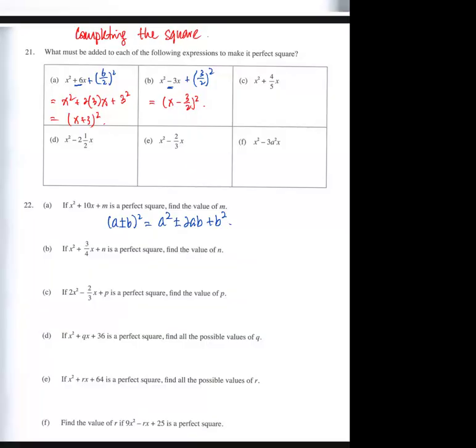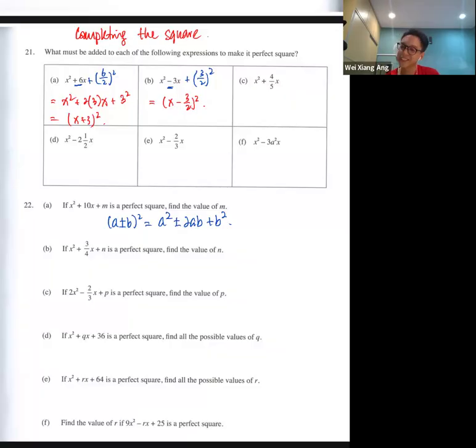I don't really get it. Yeah, you won't get it. It's going to take some practice. But at this point, just really understand the technique first. What are you doing? You're just dividing this by 2 and then squaring it, and you add it to the expression to complete the square.